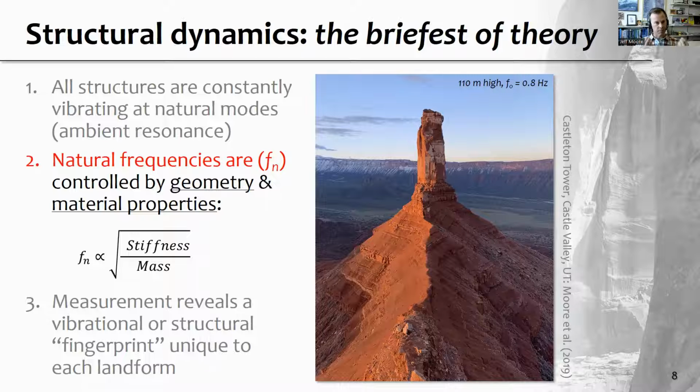Now using photogrammetry, we can capture very accurate geometry. We can create very accurate geometrical models of even complex landforms like natural arches and towers. And here you see Castleton Tower. It's located in Utah, near Moab, and it vibrates back and forth, much like a tall building, at about the same frequency as the bell tower on the Berkeley campus.